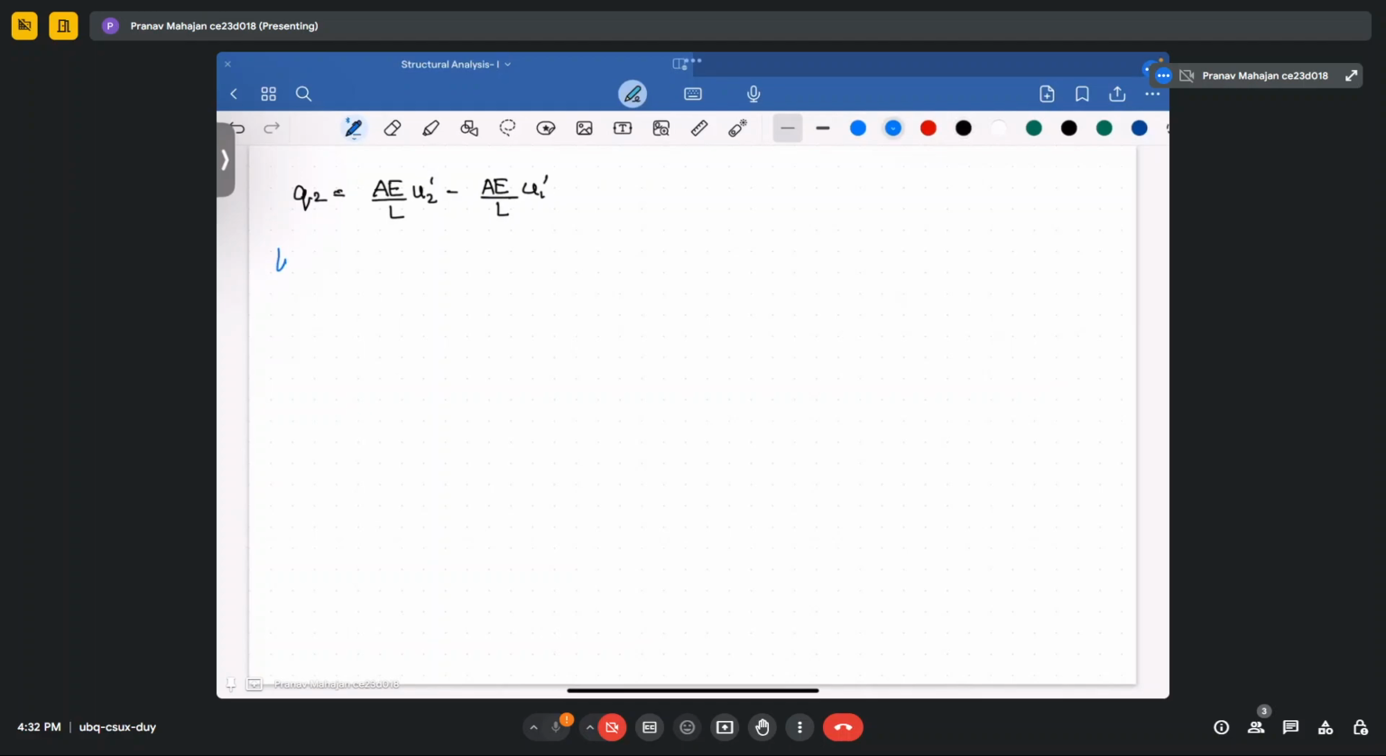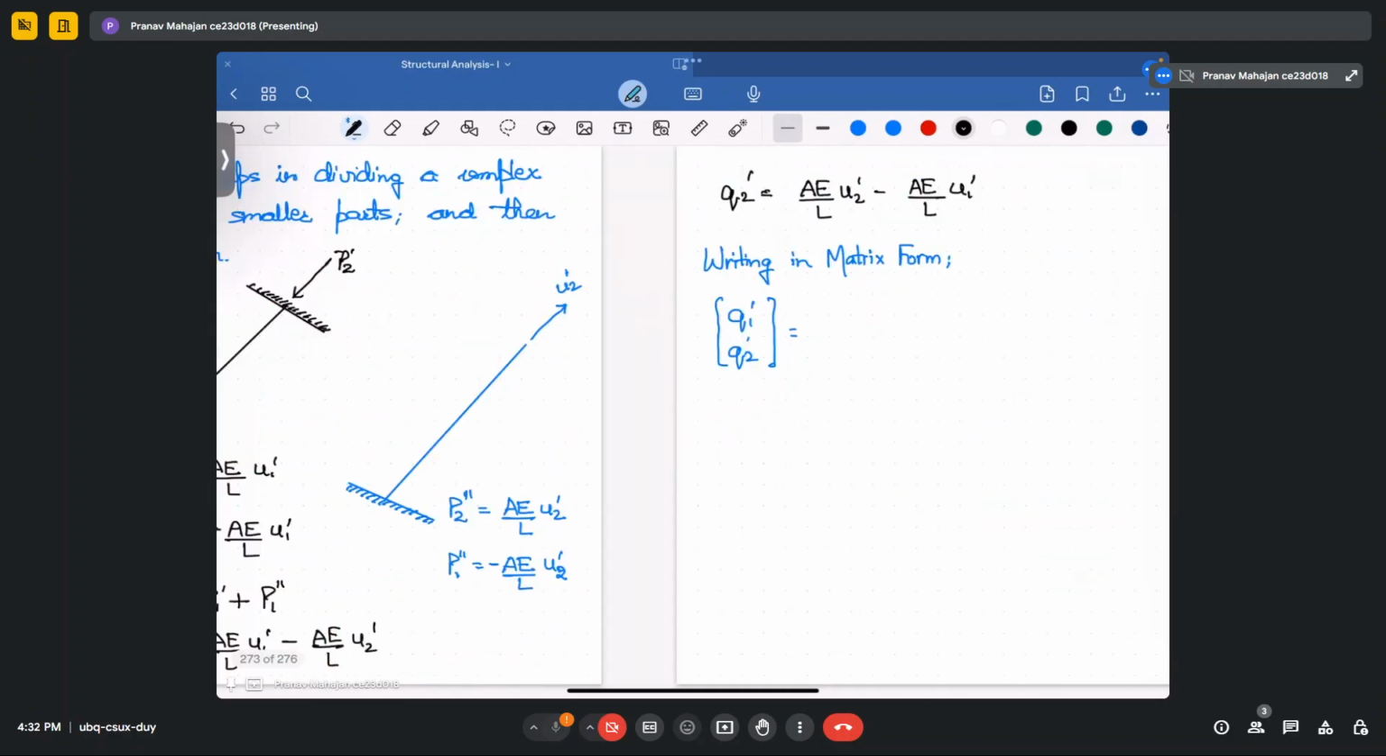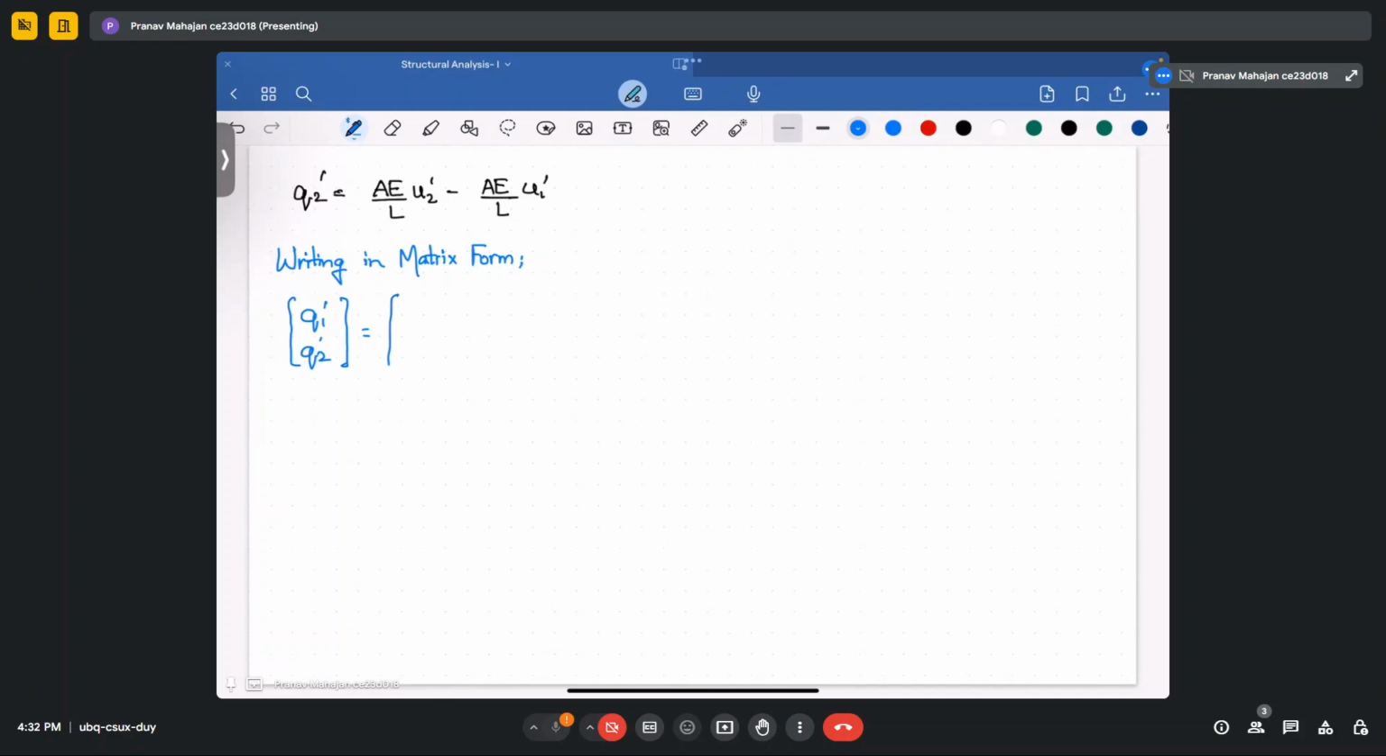So now writing in matrix form, this q1 and q2 will be equal to the matrix 1 minus 1, minus 1 1 into u1 dash, u2 dash into AE over L. Okay, so let me write AE over L in the front, then it will be okay.